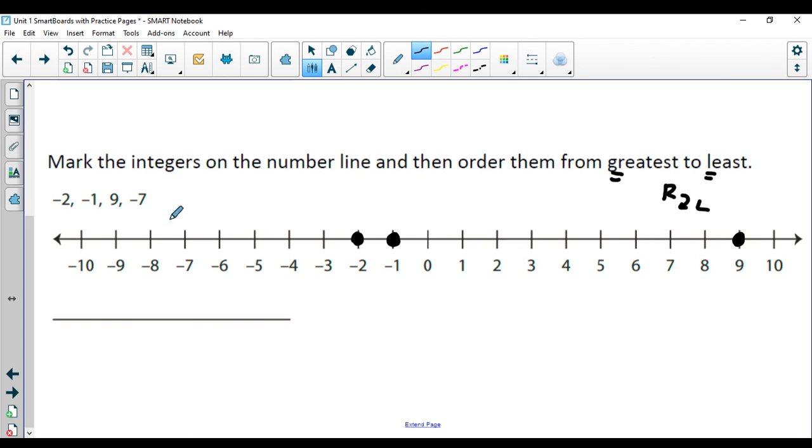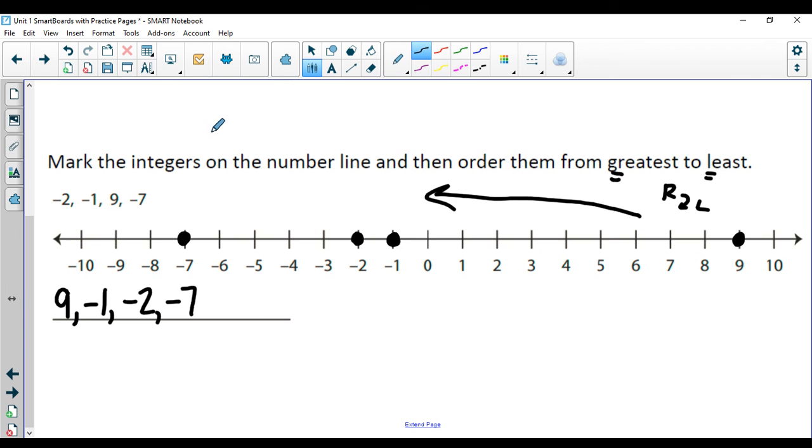And then a negative 7. Remember, this one wants us to go greatest to least, so we're going to start at the right side and work our way back down. All the way up on the right, the greatest number is 9, followed by a negative 1, followed by a negative 2, and then finally a negative 7 is going to be our least.